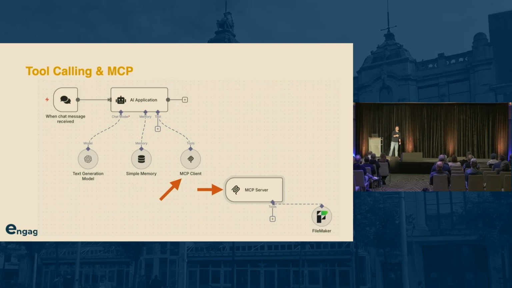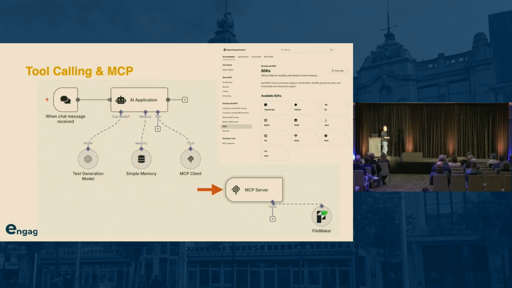You saw that one yesterday. If you really want to, you can create your own, right? Because it's a standard. There are SDKs for that. You can download those from Anthropic and write an MCP server in any code base that you want. It's something that's open to you.